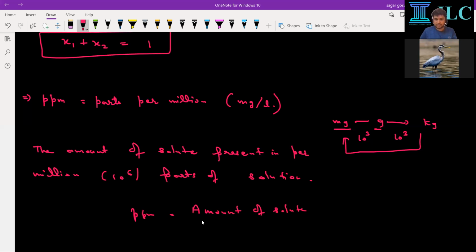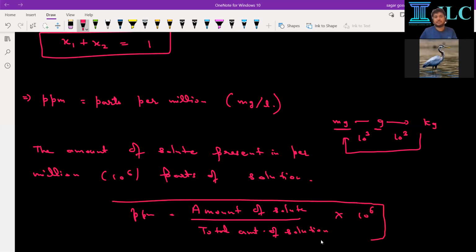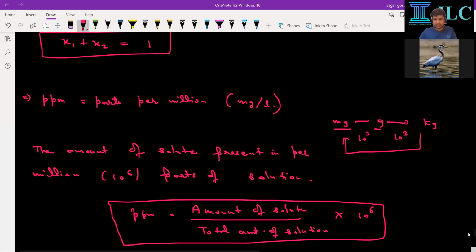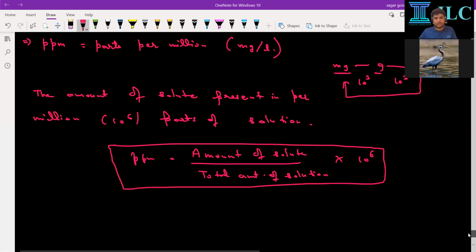Vishnu, this is the formula: amount of solute divided by total amount of solution, into 10 raised to power 6. This is how you can find out the ppm. So ppm can be found out as amount of solute divided by the total amount of solution into 10 raised to power 6. This is the technique to find it. Now Vishnu, I'm just taking one question. So this formula you need to remember.